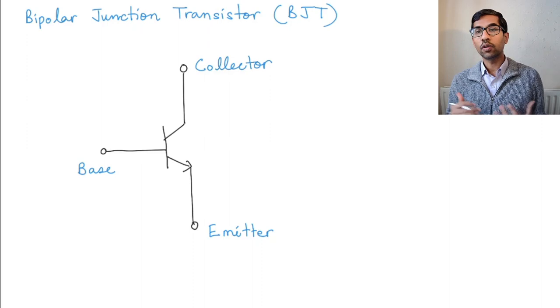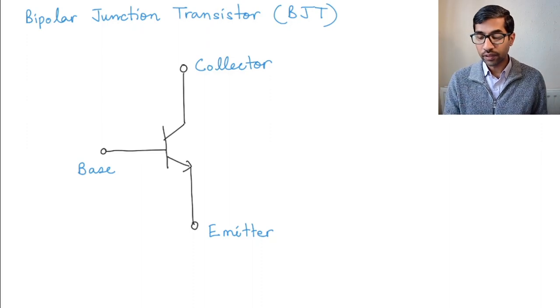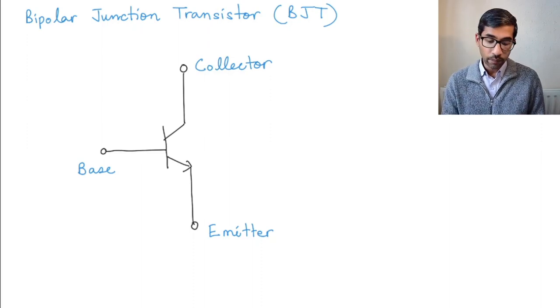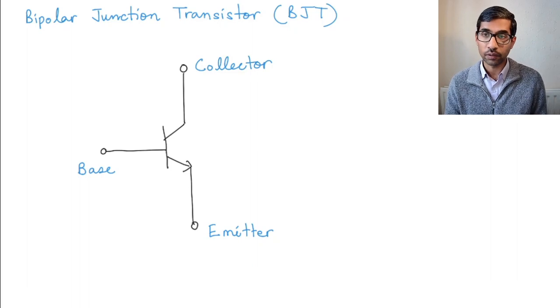If you want to correlate it with the previous video, the base is the control port, and the collector and the emitter are the input and output ports. So depending on the input on the base, the resistance between the collector and the emitter changes. Okay.